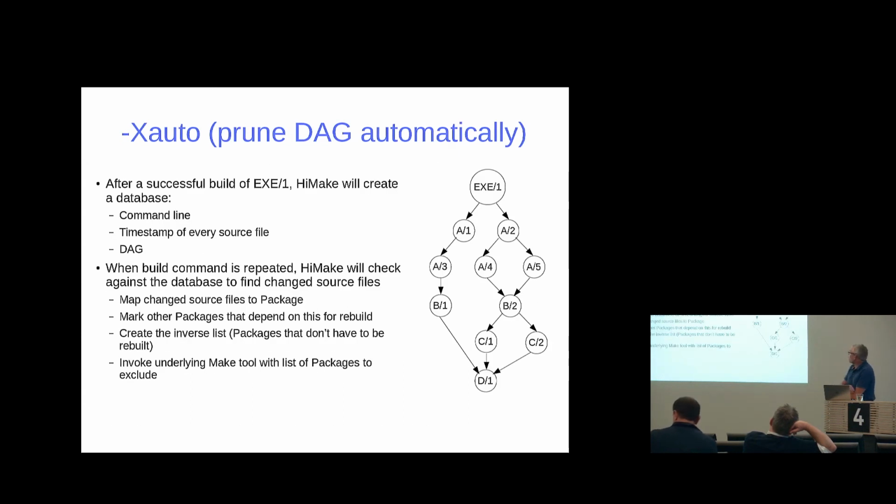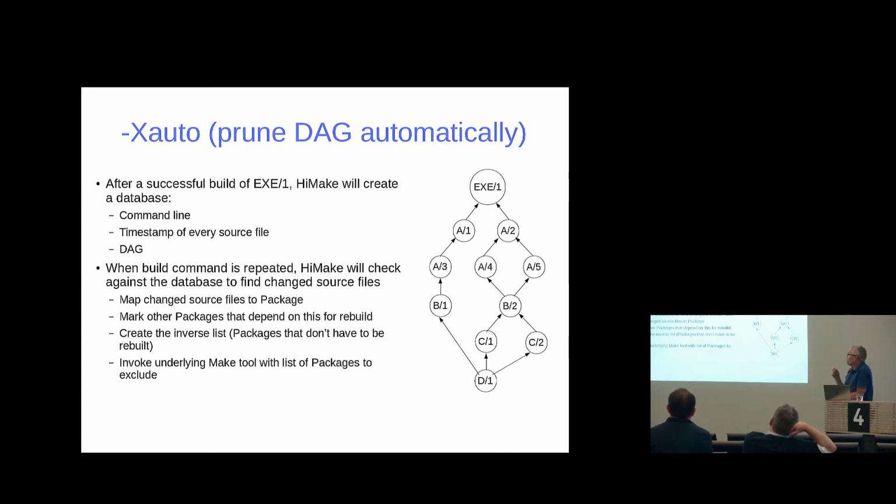It's something we call Xauto, exclude automatically. It prunes the DAG. So after a successful build of exe1, HiMake will create a database with the command line, the timestamp of every source file, and the DAG. And you can see the DAG here. But it's actually not that DAG that is recorded. It's this DAG. Did you see the arrows changing direction? So they're now pointing upwards.